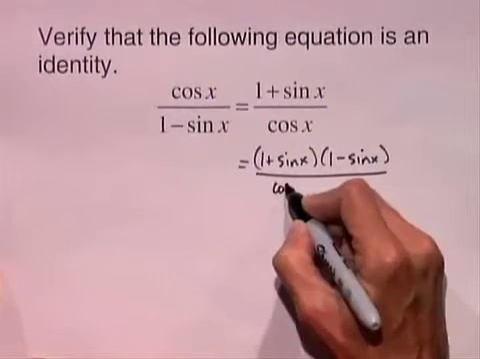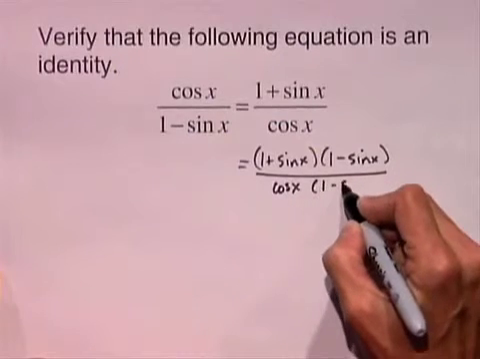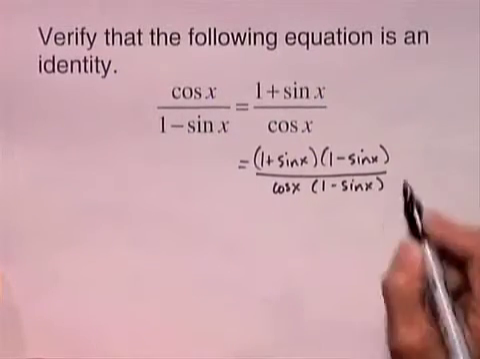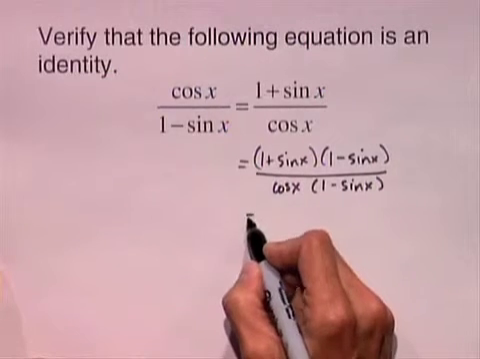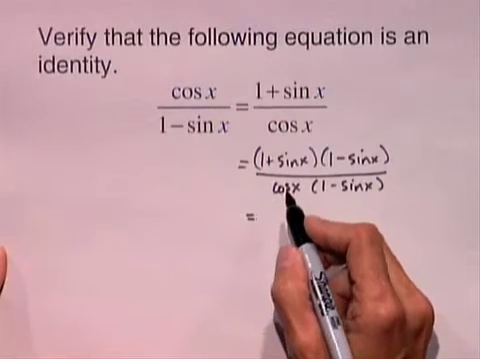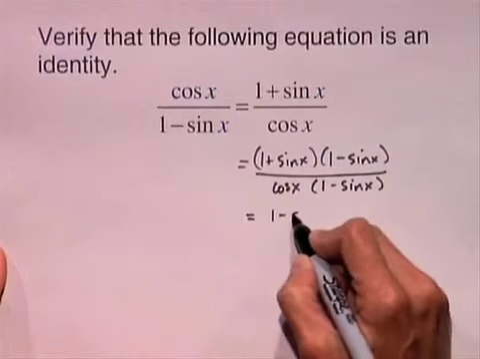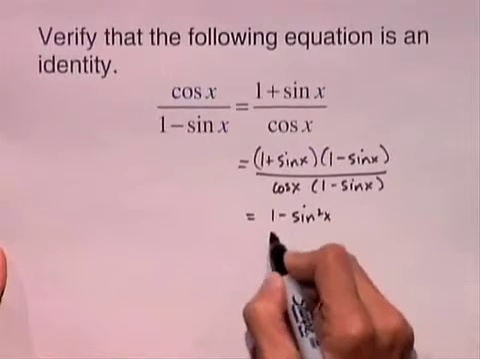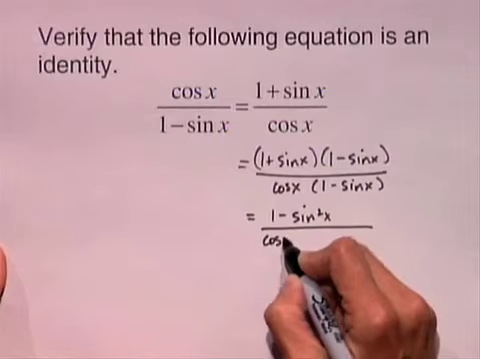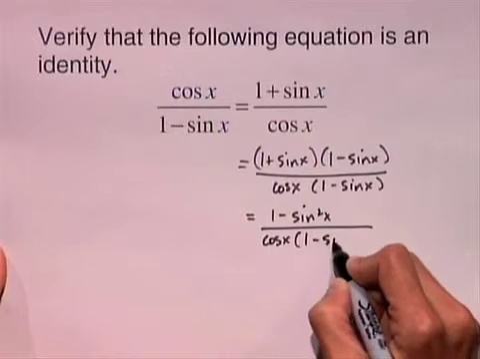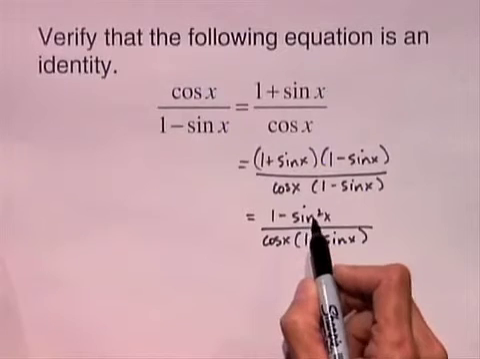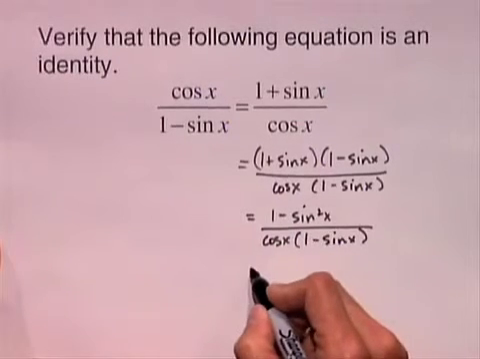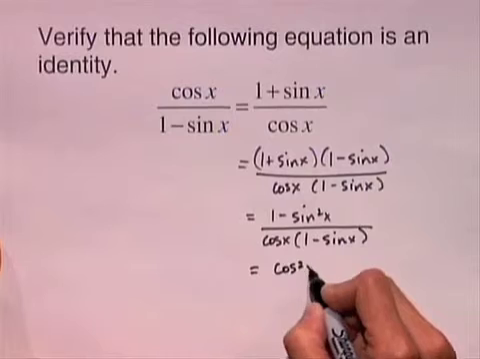So numerator and denominator of the right-hand side are being multiplied by 1 minus sine x. That makes the numerator equal to 1 minus sine squared x if you multiply those out, and that's still over cosine times 1 minus sine x. But by the Pythagorean identity involving sine and cosine, 1 minus sine squared is cosine squared of x.